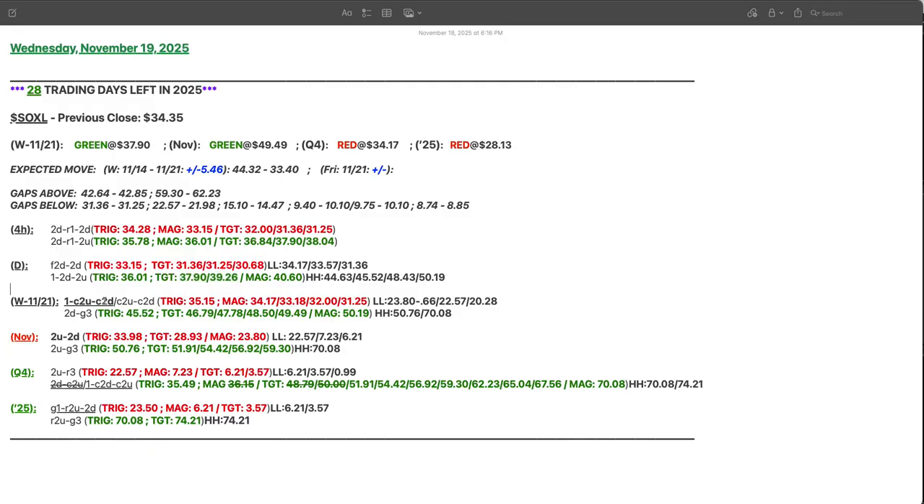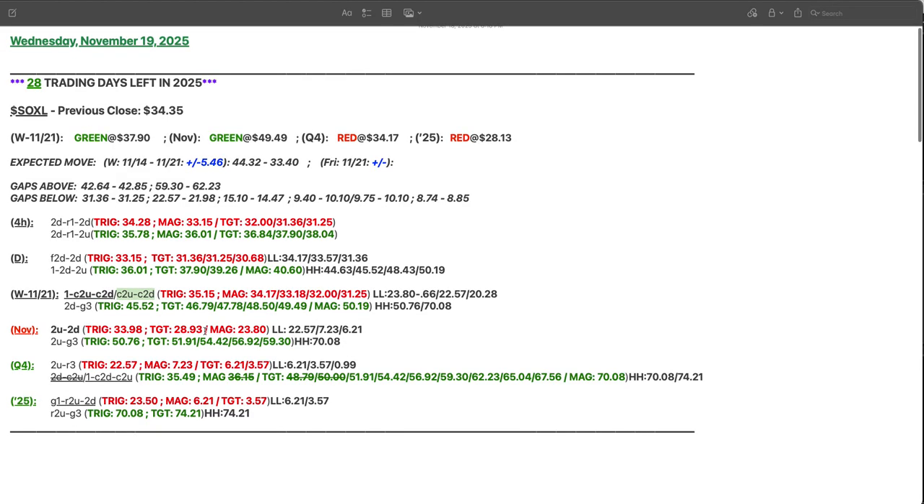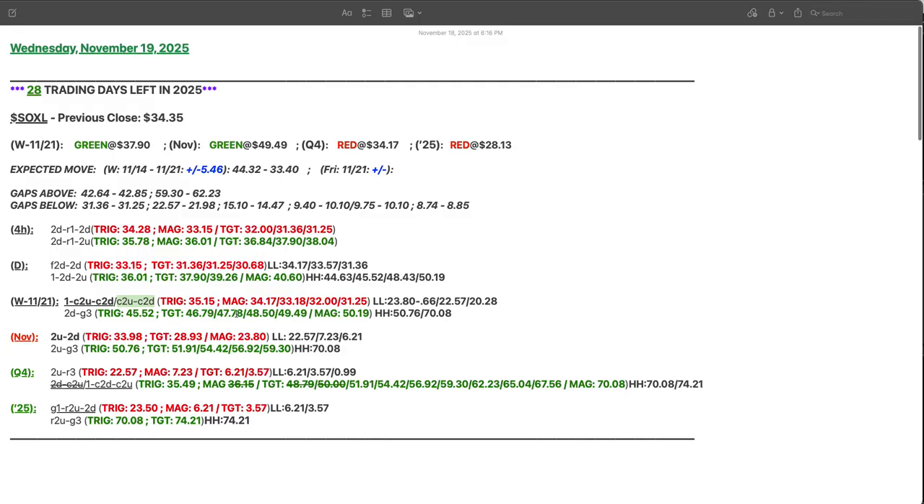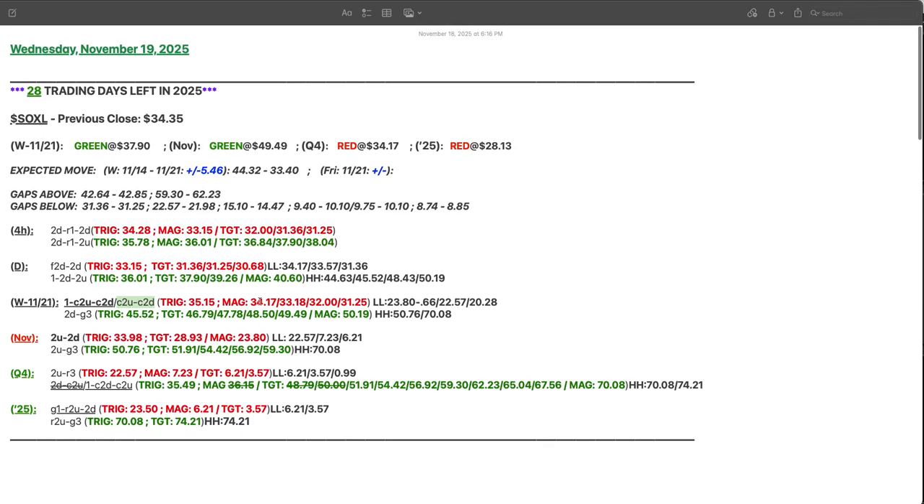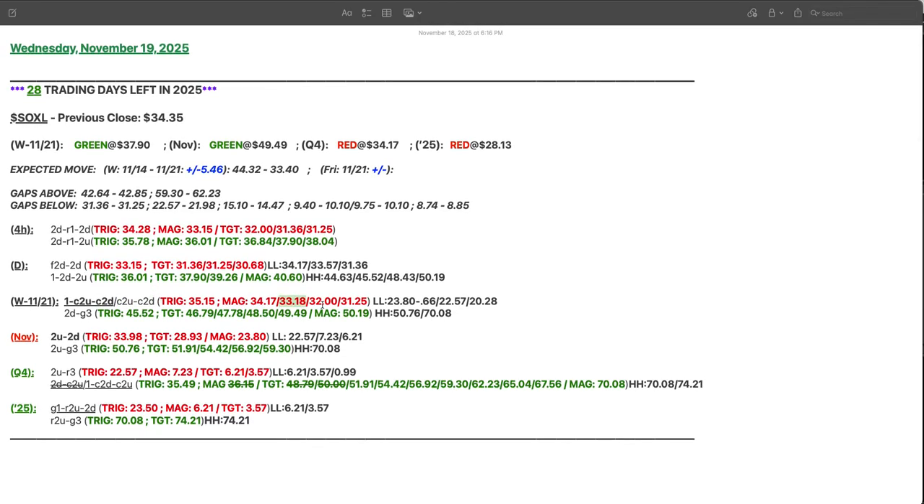Now let's touch up on these week, month, quarter, and year triggers and targets. Sorry, the mistakes there held me back a little bit from the flow, but let's get back in the flow. In the week, we did trigger one combo 2 up, combo 2 down. That triggered at 35.15. It has a magnitude of 34.17. We haven't quite reached that yet, but when we do, that would trigger a few 2 up, 2 down combo strat reversals. The first magnitude of the combo 2 up, 2 down would be 33.18, then 32 flat, and 31.25.